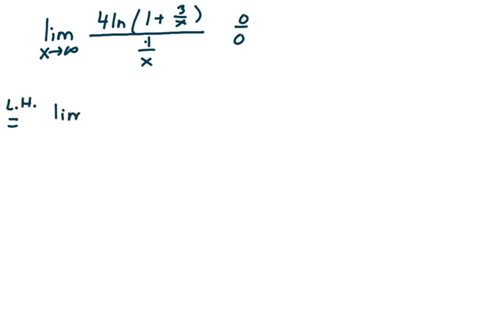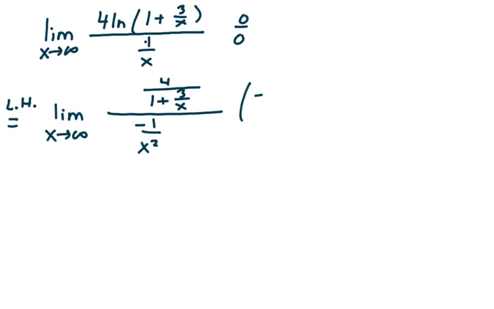this is the limit as x goes to infinity of the following. The bottom is negative 1 over x squared. The top is 4 over 1 plus 3 over x. But remember, by the chain rule, we have to multiply by negative 3 over x squared. That's the derivative of 3 over x. Remember, the derivative of 1 is just 0.